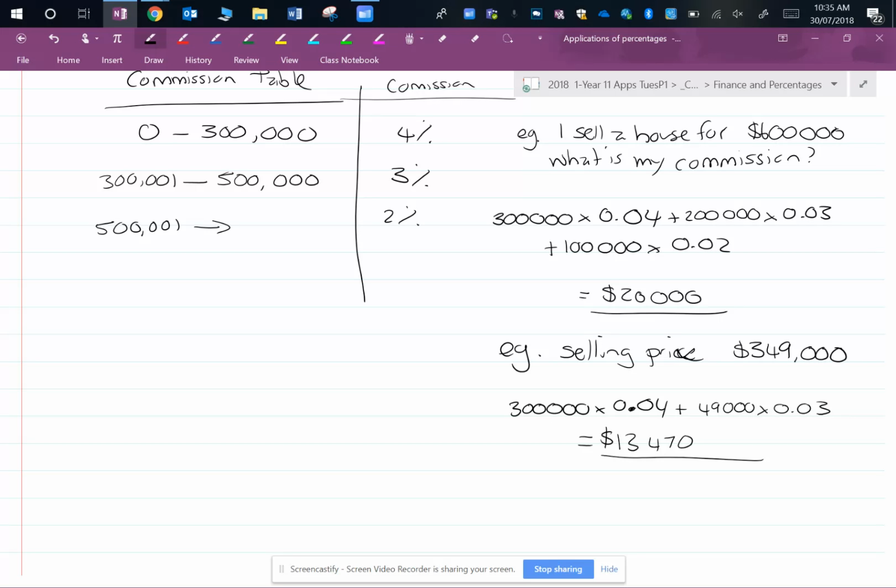Perfect. All right, so a stepped commission just means that the first amount you sell it for is at a certain percentage, and the next chunk is at a different percentage, the next chunk is at another percentage. The best way to do this is practice.